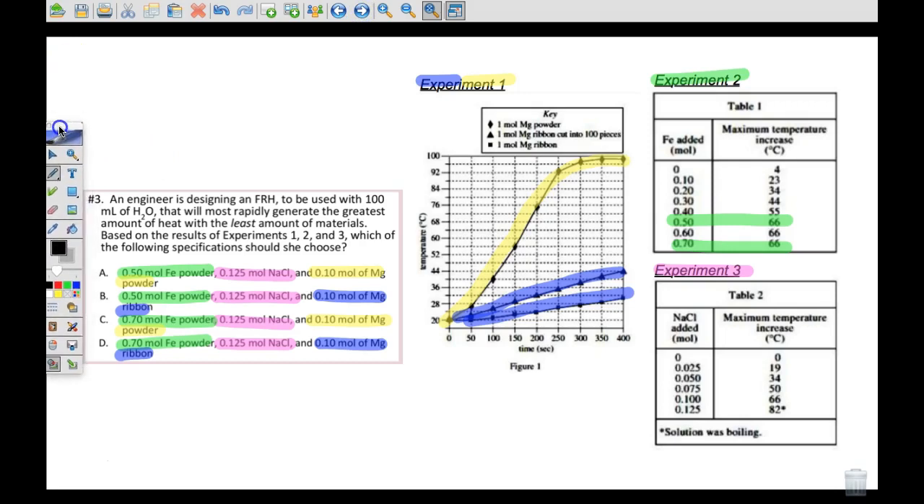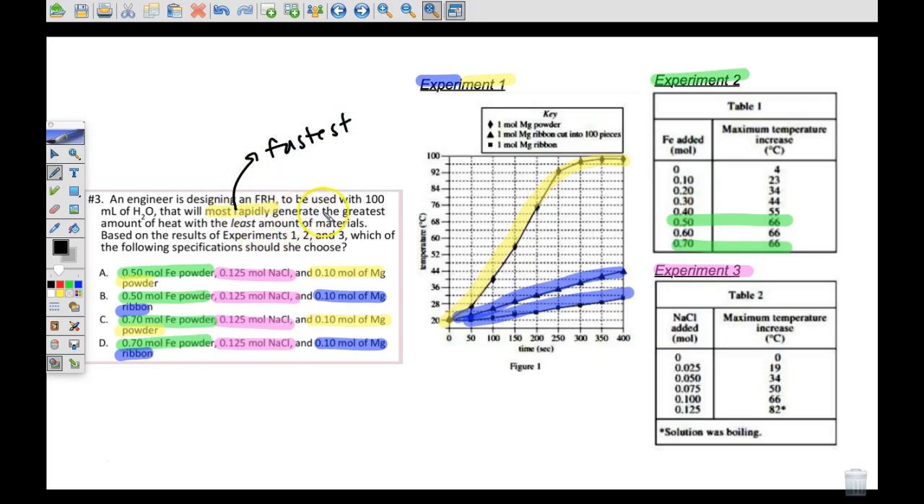So the point of this whole experiment, according to the passage, was you're designing these heaters to heat rations used in the military. So if an engineer is designing an FRH to be used with 100 milliliters of water that will most rapidly generate the greatest amount of heat. Okay, let's take a pause here. It's asking the most rapidly. This means the fastest.